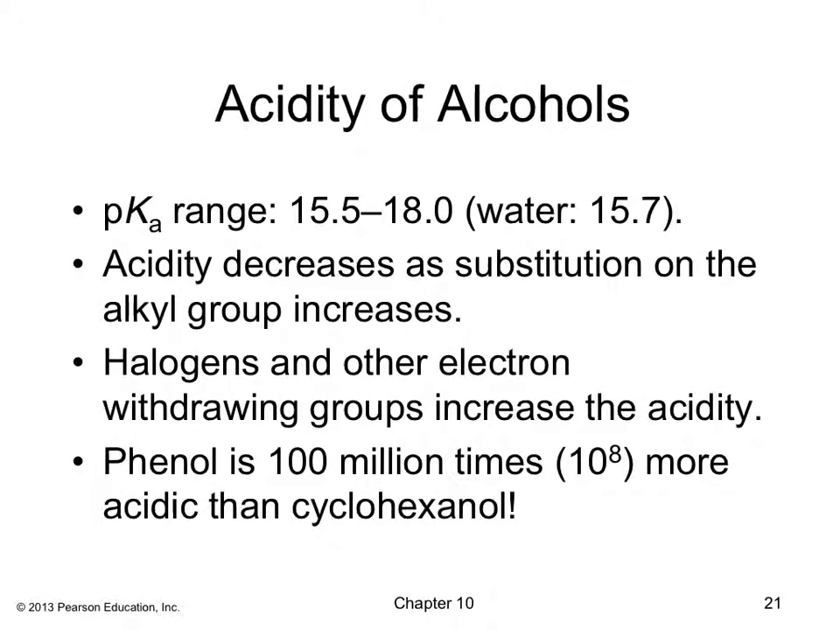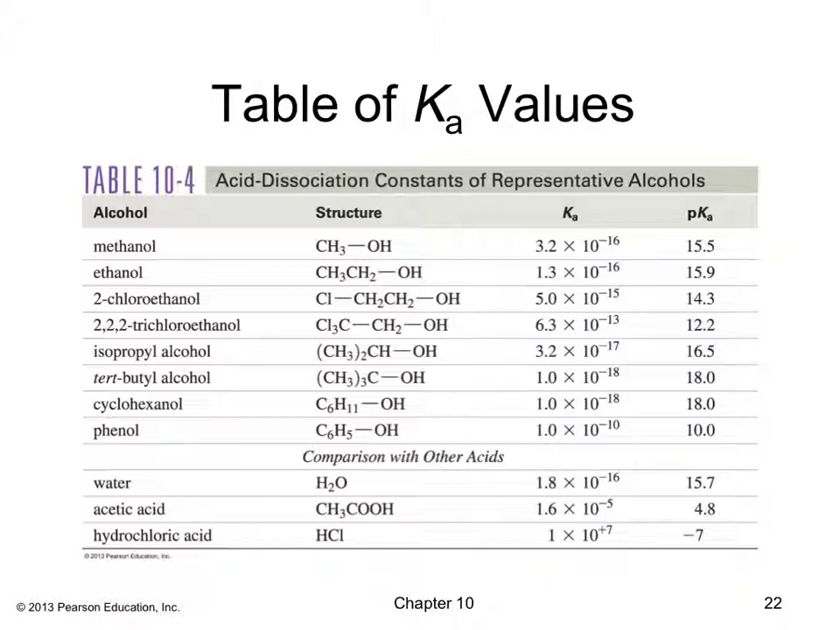In terms of the acidity of alcohols, the pKa ranges from 15.5 to 18, water being 15.7. Acidity decreases as substitution on the alkyl group increases. Halogens, other electron withdrawing groups, increase the acidity. And phenol is 100 million times more acidic than cyclohexanol. So if we look at table 10-4 of Kas and pKs, going from methanol and increasing it to phenol, and then comparing it with water and other acids shown here.